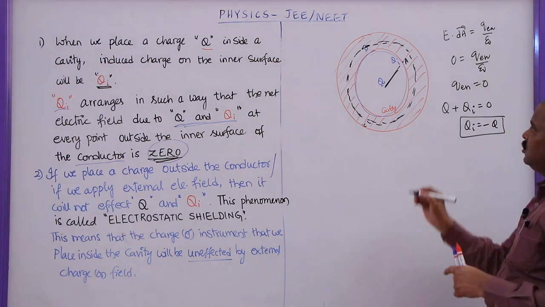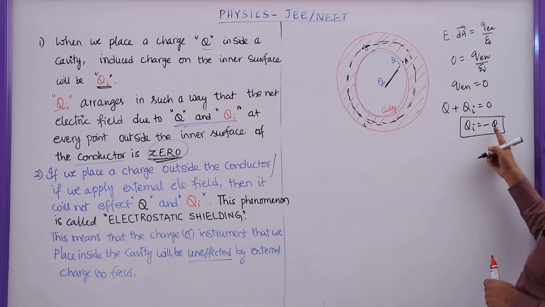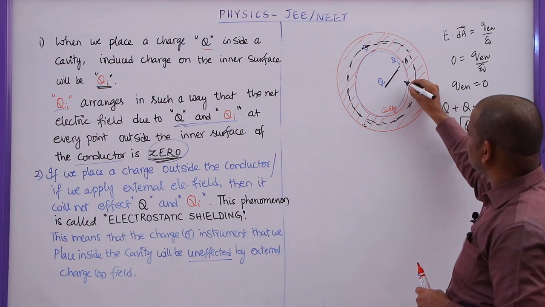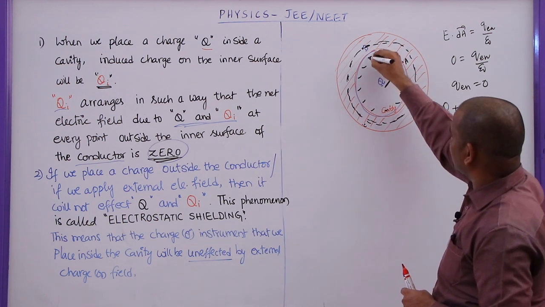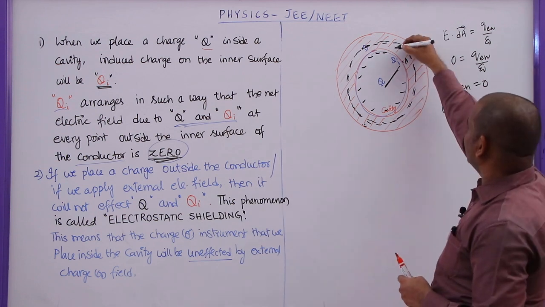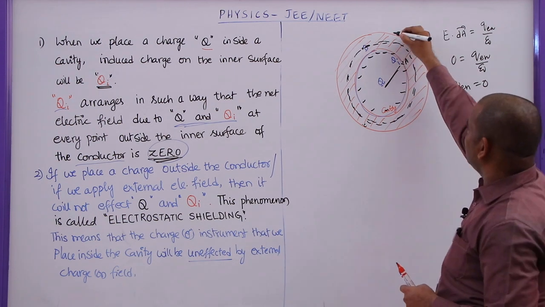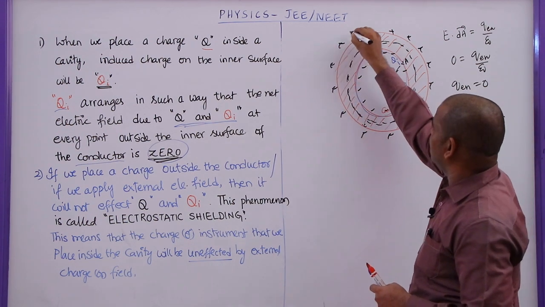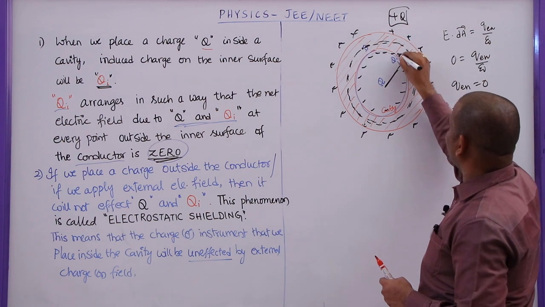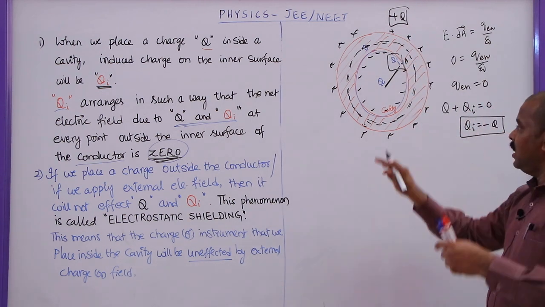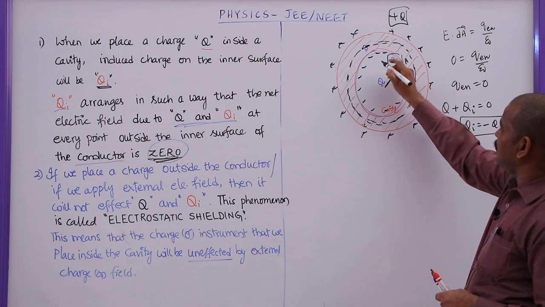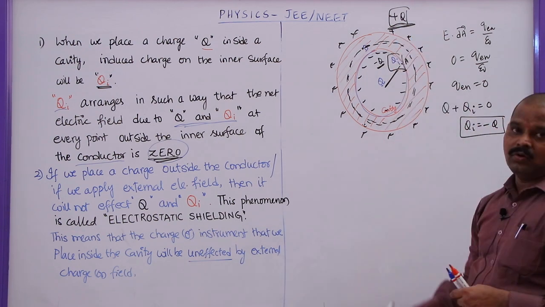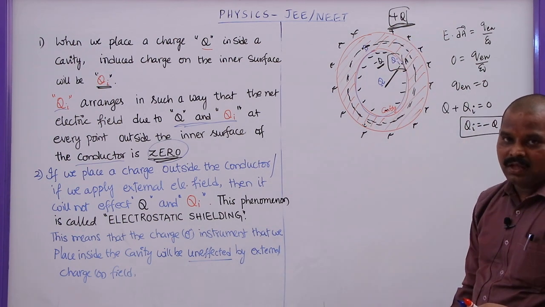That means the charge induced on the inner surface is exactly equal to the charge at the center, but opposite to it. Let us say if it is Q, the induced charge will be minus Q. That means a negative charge will be induced here on the surface. And one more point: whenever negative charge is induced inside, a positive charge will be induced on the outside. The total charge on the outer surface is also plus Q. So what are the induced charges? Whenever a charge is placed inside a cavity, a minus Q charge will be induced on the inner surface, and plus Q charge will be induced on the other surface, the outside surface.